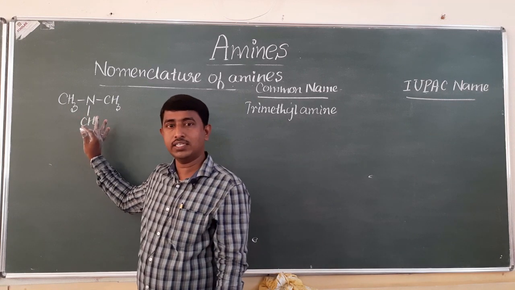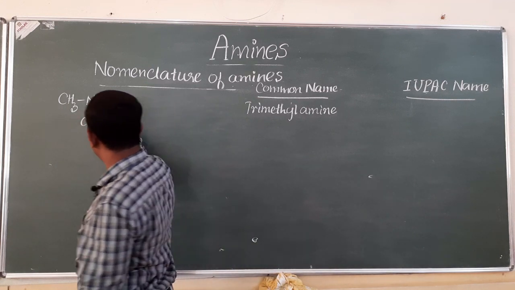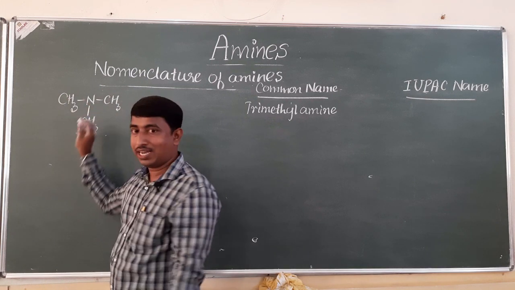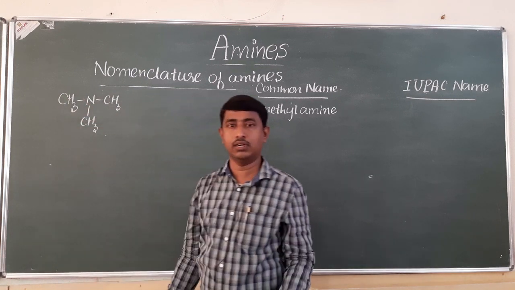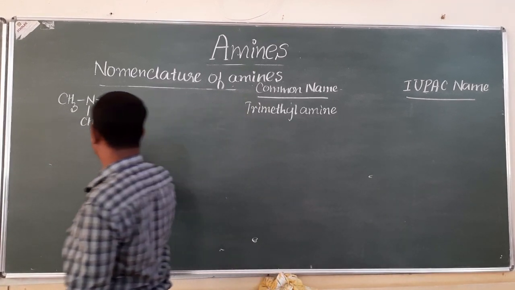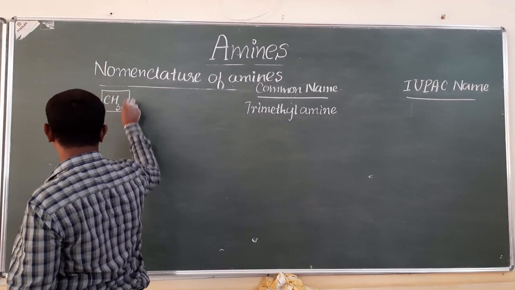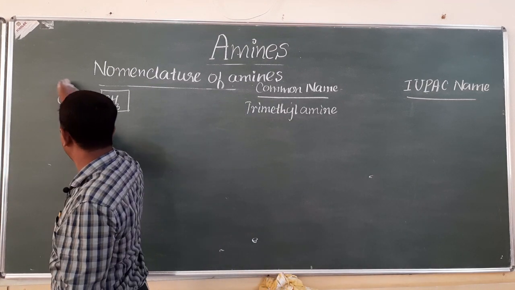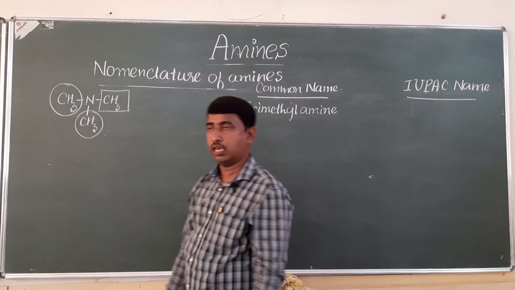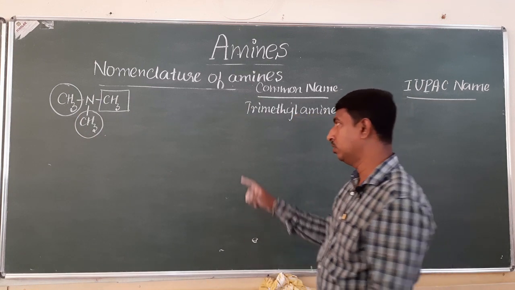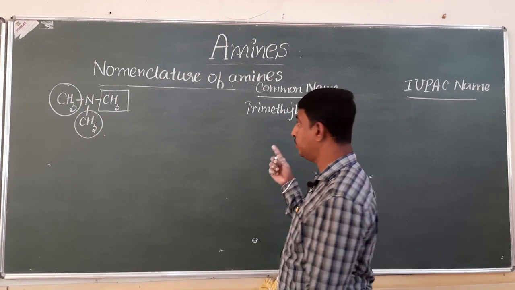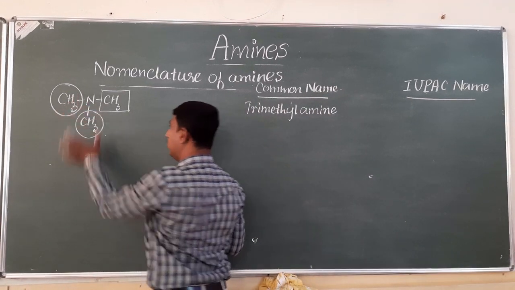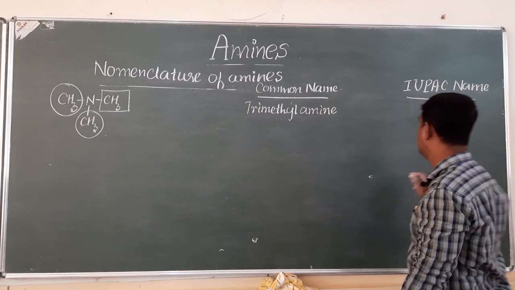Let us write the IUPAC name. First, select the longest carbon chain. You can select this chain or this one also. All these 3 are the same, because all 3 contain only one carbon. I will take this carbon as the parent chain. These 2 are substituent groups. Their names must be written first. 2 alkyl groups are present on nitrogen.